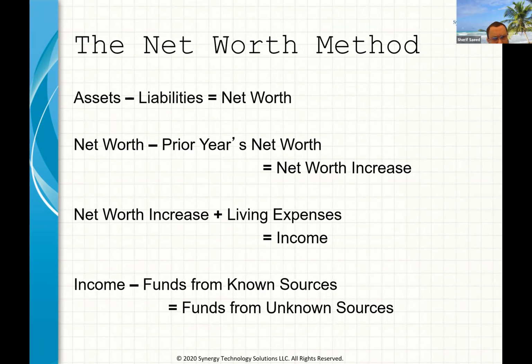Now, you take your net worth and add your living expenses. Living expenses means your fuel, your house rent, your food, your clothing, your children's education, all those living expenses. You add them up, and that equals your total income. We're not saying that is your actual income; that's your total income. From that, you take out income from all the known sources: your salary, your bonus, your rental income, all that. The excess is going to be funds from an unknown source.